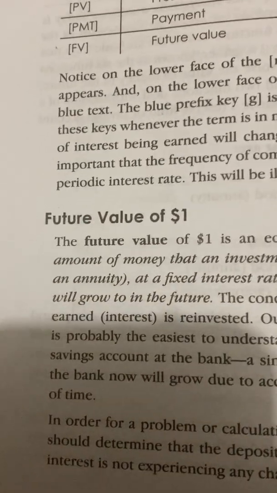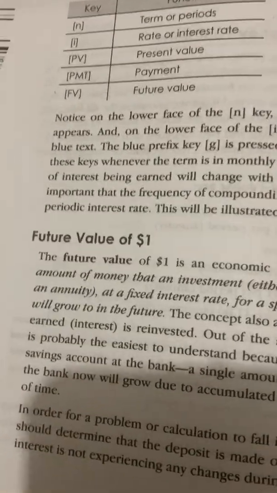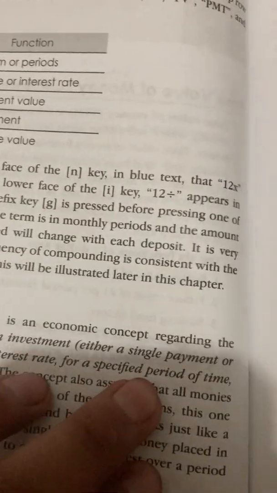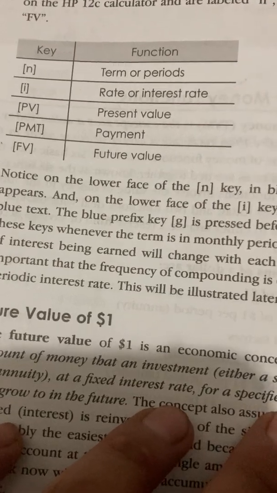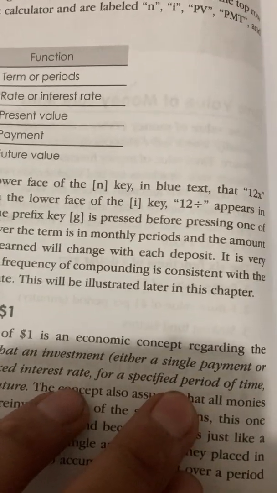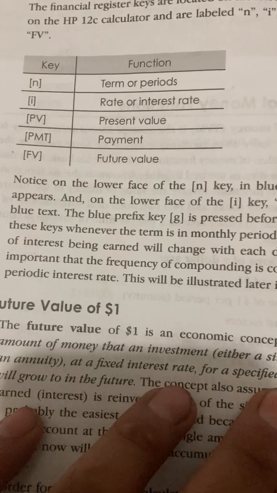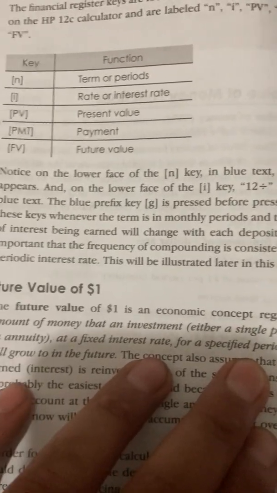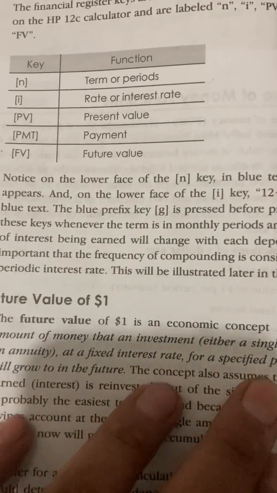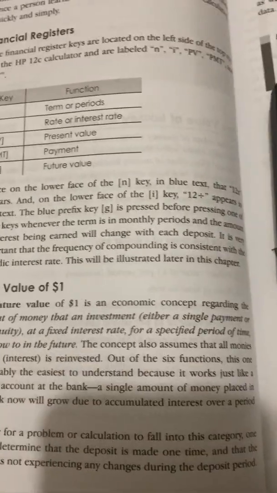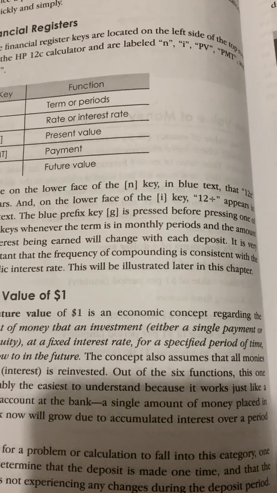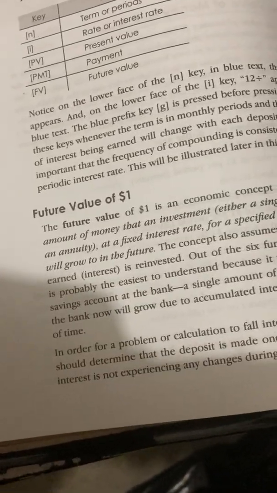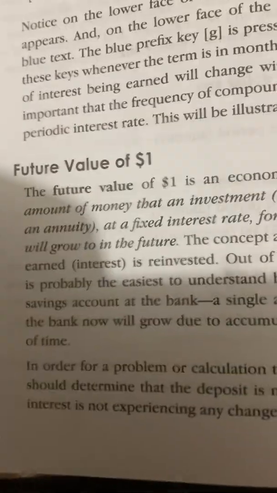Future value of $1. The future value of $1 is an economic concept regarding the amount of money that an investment, either a single payment or an annuity, at a fixed interest rate for a specified period of time will grow to in the future. The concept also assumes that all earned interest is reinvested.